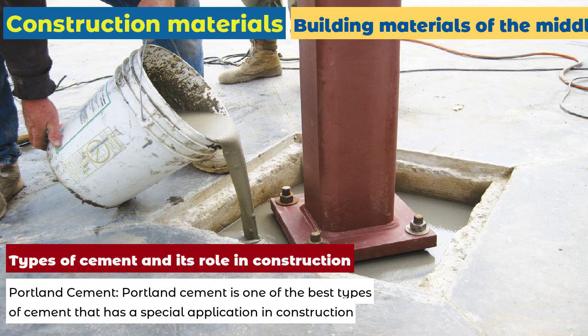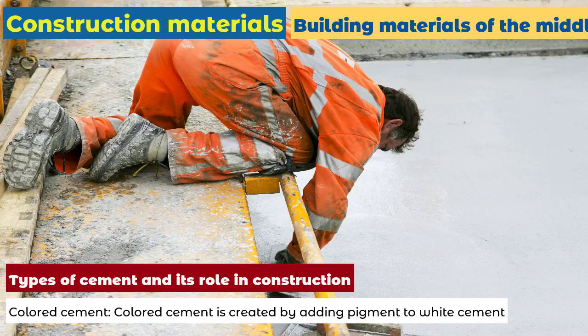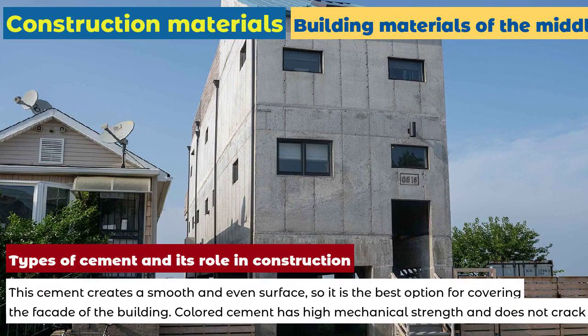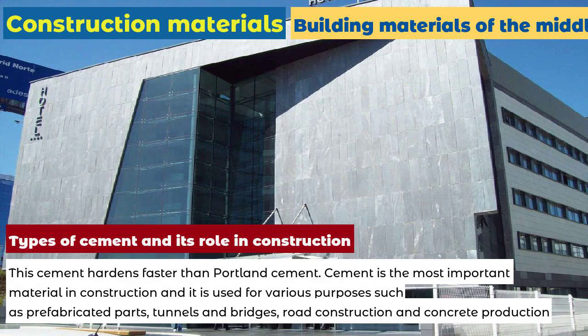construction. This cement has 1 to 5 types, each of which can be used in different places according to the necessary capabilities and functions. Colored cement. Colored cement is created by adding pigment to white cement. This cement creates a smooth and even surface, so it is the best option for covering the facade of the building. Colored cement has high mechanical strength and does not crack. Refractory cement. Refractory cement resists high temperatures and heat shock, corrosives, sulfates, abrasions, shocks and acidic waters. This cement hardens faster than Portland cement.